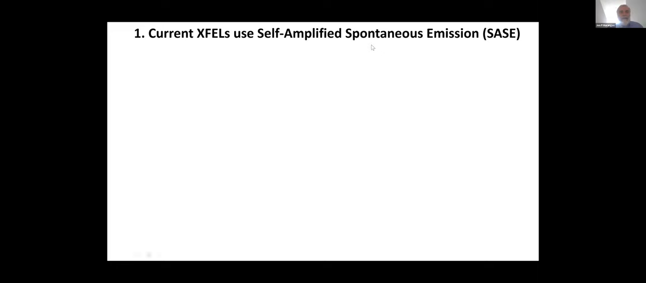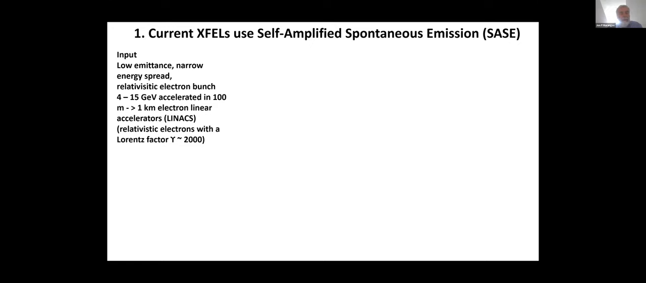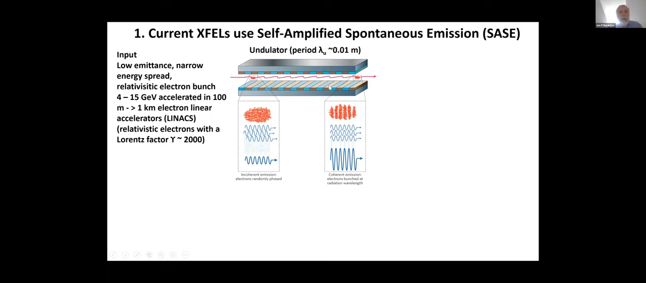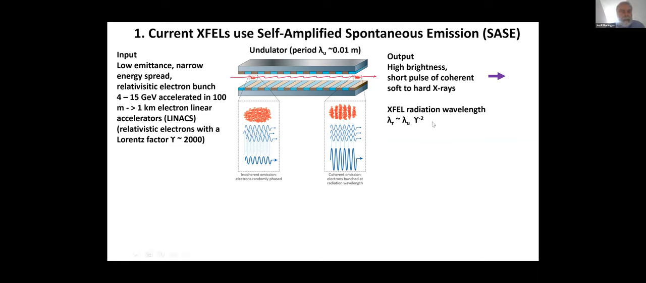So basically, current XFELs and the ones that are envisaged for the near future are based on this process called self-amplified spontaneous emission, or SASE. The process relies on having a high quality relativistic electron beam, which is then passed through a magnetic undulator, an alternating poled magnetic field structure, many of these. In that process, radiation is emitted from the electron bunch, and a back reaction on the electron bunch occurs, which causes micro bunching. That then leads further down the chain of undulators to coherent emission at a frequency determined by the undulator period. But it's not the undulator period in the lab frame, which is around a centimeter. It's actually the undulator period relativistically shifted to give us essentially X-ray emission of light.